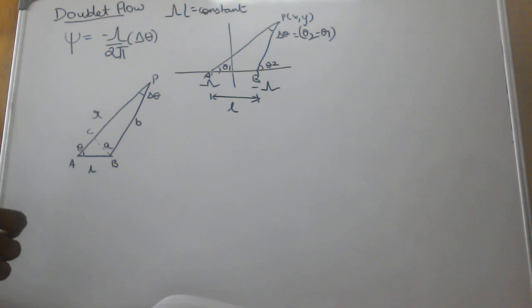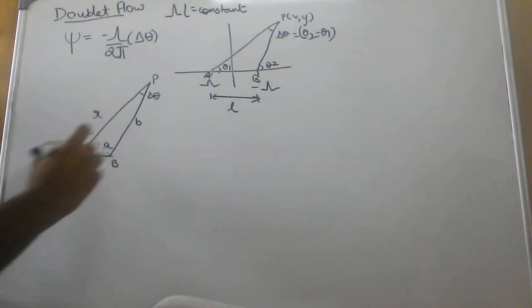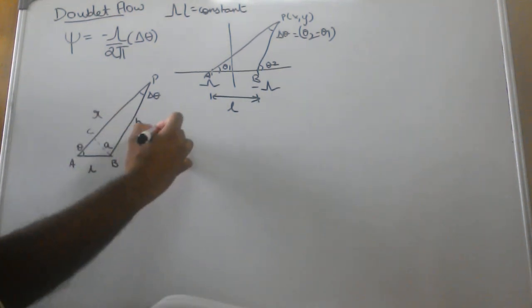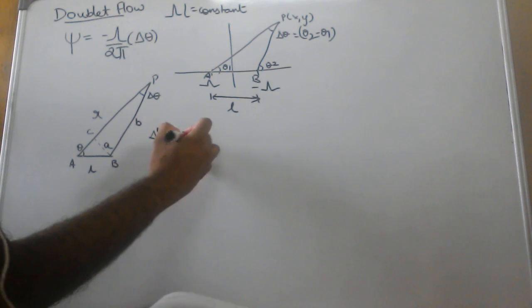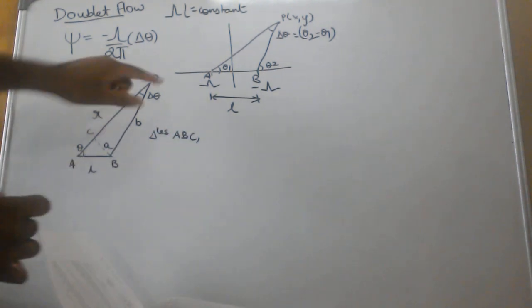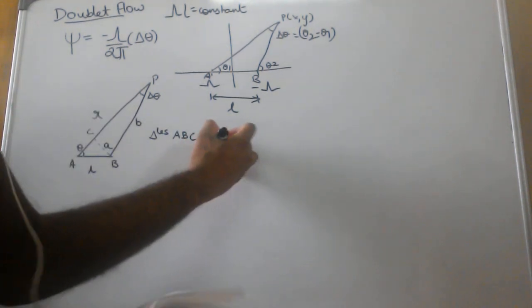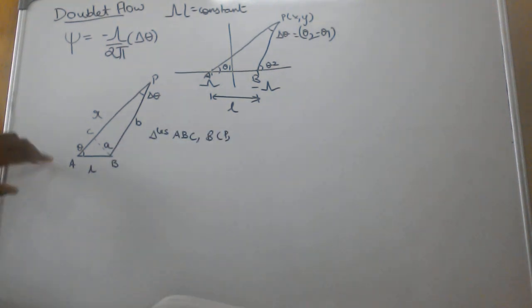So now we have 3 triangles which we will be using. What are the triangles? ABC is one, BCP, and of course the big one, ABP.